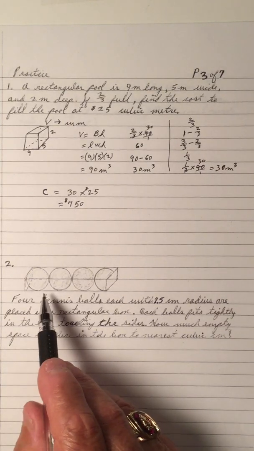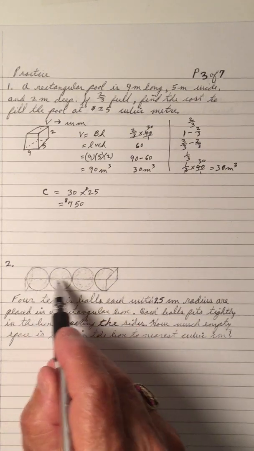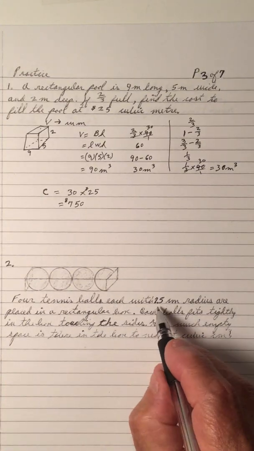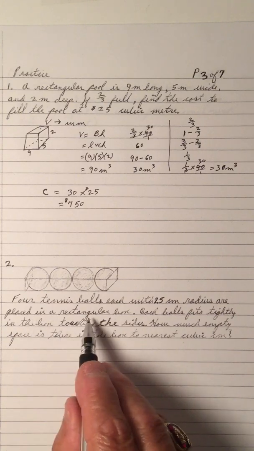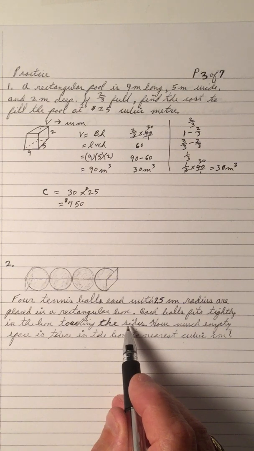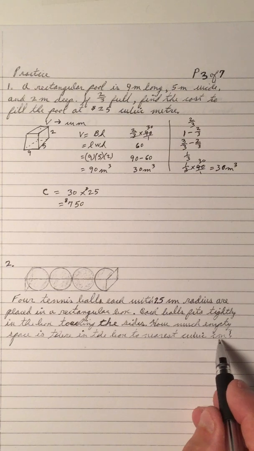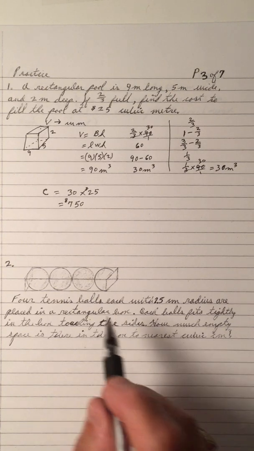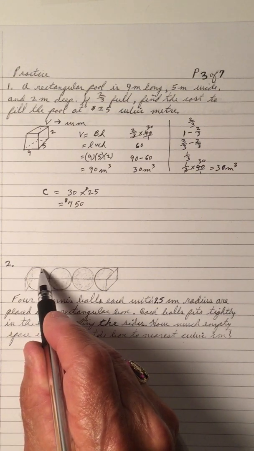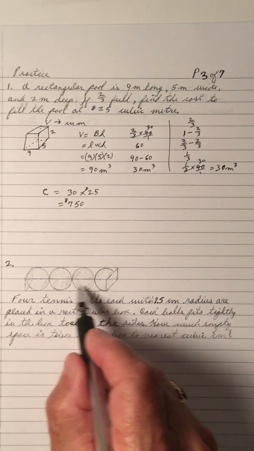Number 2, what we have here looks like a rectangular box with 4 tennis balls inside. The 4 tennis balls, each with a 2.5 centimeter radius, are placed in the rectangular box. Each ball fits tightly in the box, touching the sides. How much empty space is there in the box to the nearest cubic centimeter? So notice the ball is just fitting in. All sides of the ball are touching this side, this end, the top, the bottom, and this end here.